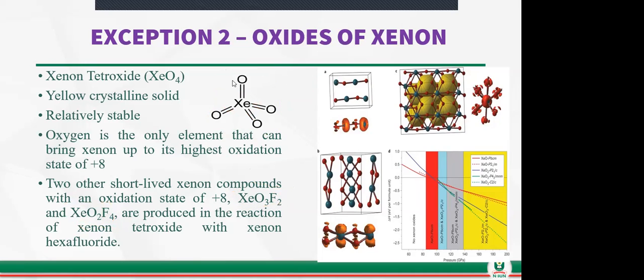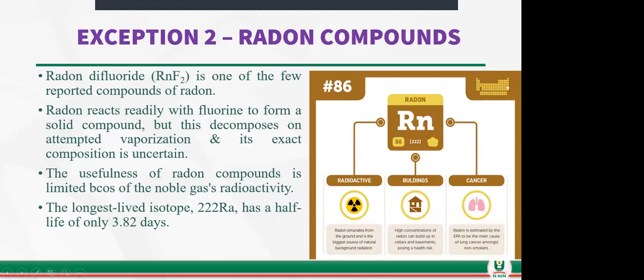So the second exception are the xenon oxides. The third exception are the radon compounds. Remember, radon is the last group 18 element, the noble gases.